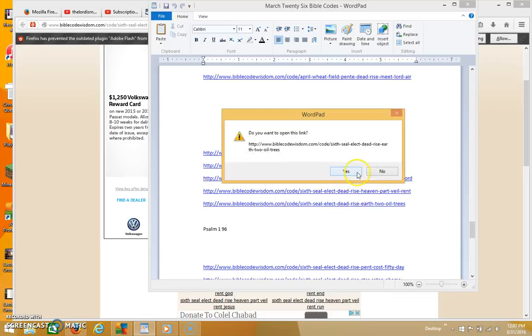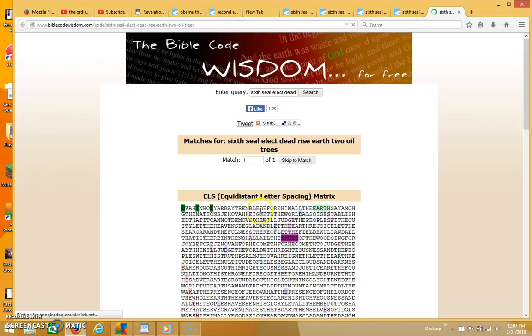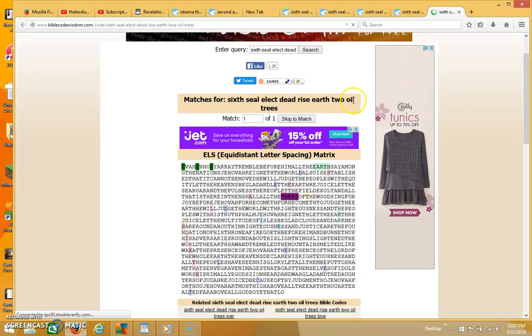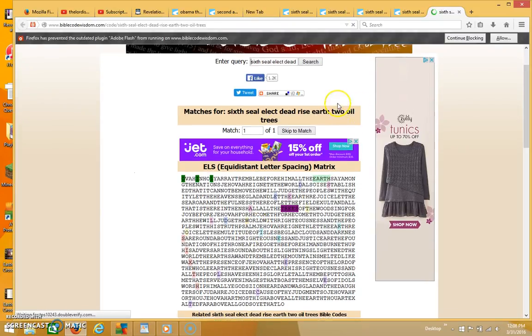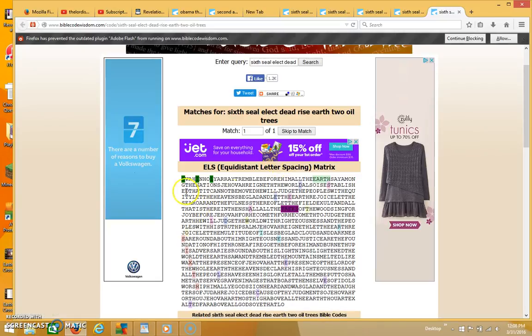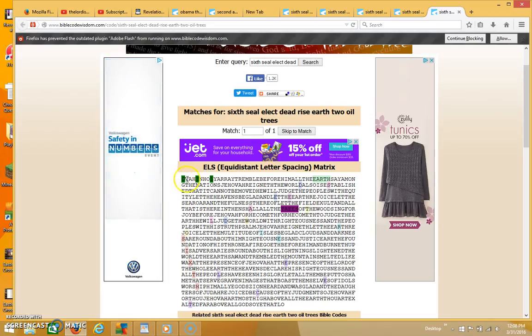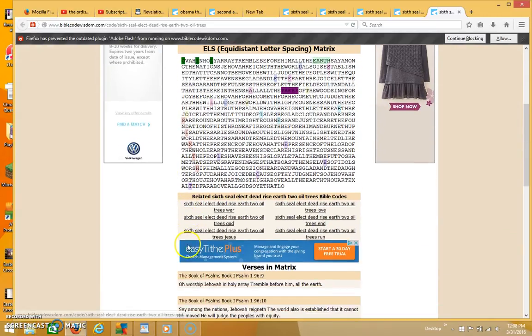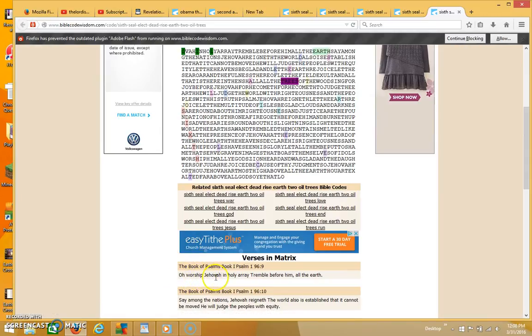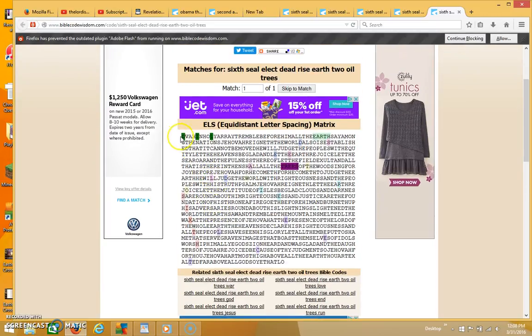And in this one, I had added the term oil trees. I had tried to put in olive, 2 olive trees, and that didn't come up, but oil does. And it's very interesting where oil comes up, because it doesn't show the first part of this, but over here it says Jehovah. You can see right here, it says, "Oh, worship Jehovah in holy array." And right here where it says Jehovah in holy array is where it has the word oil in the dark green, the letters O-I-L. And then earth was here, dead is here.